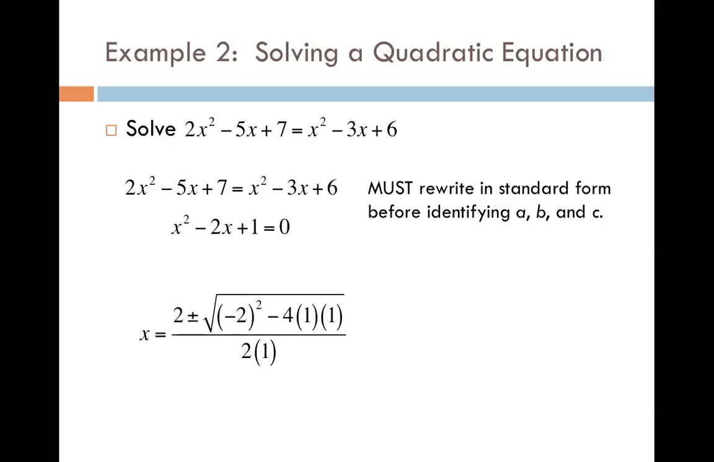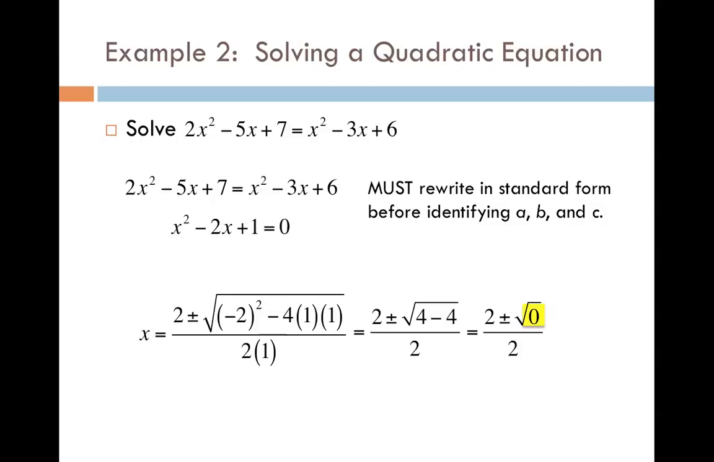Now we can identify A, B, and C to plug into the formula, and then simplify our discriminant, which ends up being 4 minus 4, which gives us 2 plus or minus the square root of 0 over 2. Now notice the discriminant in this case. This time I end up with a discriminant of 0. What does that tell me about the answers I'm going to get?